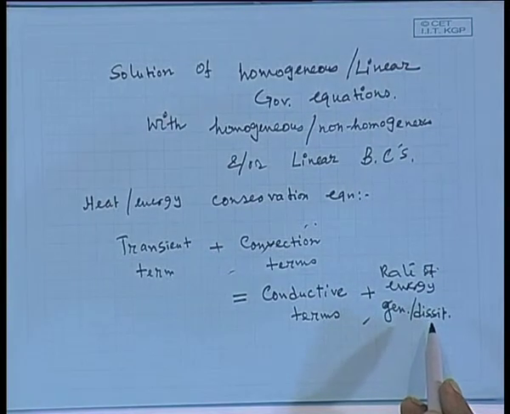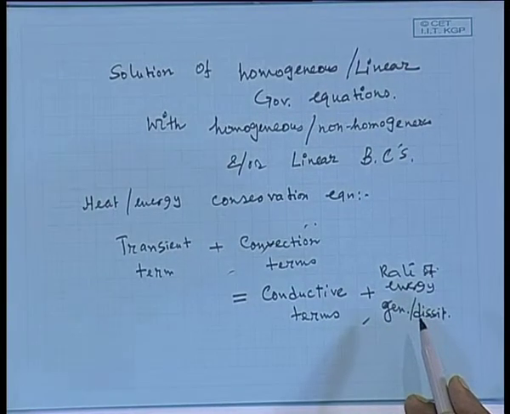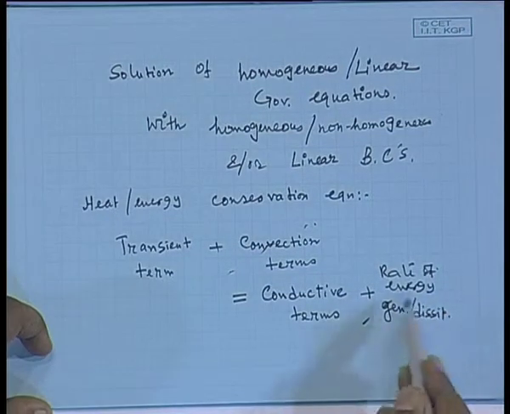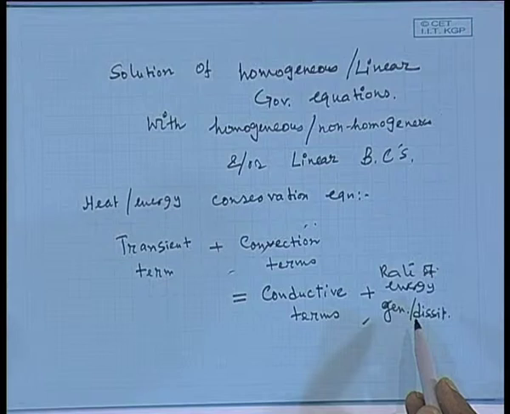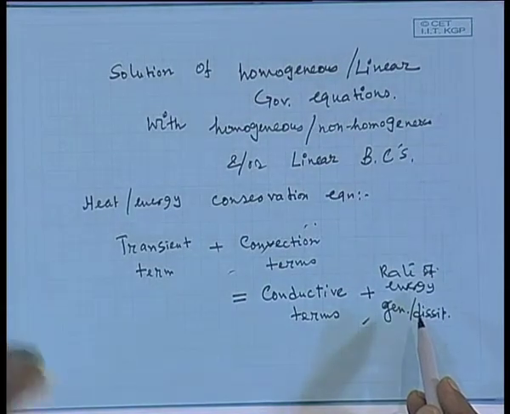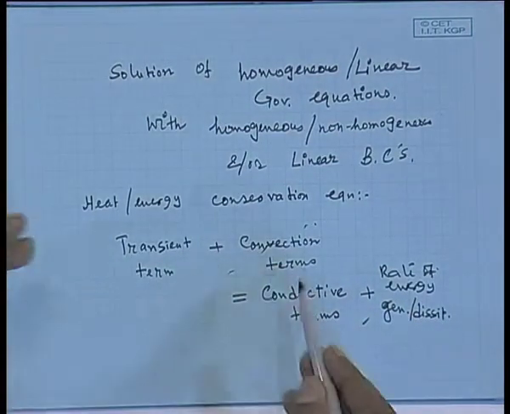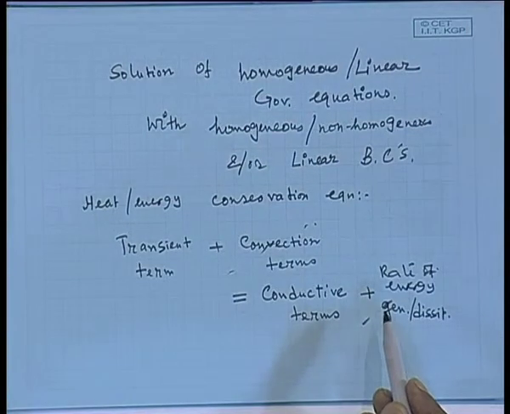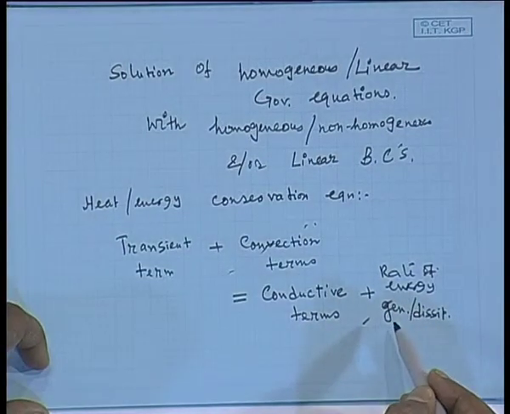Suppose it is a reactive system, and we are talking of the species balance of a reactant, then you will be having a minus sign here. Okay, that species is being dissipated. If you are writing a species balance for a product, then this will be a positive term.